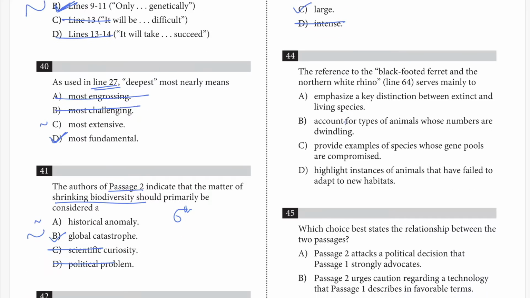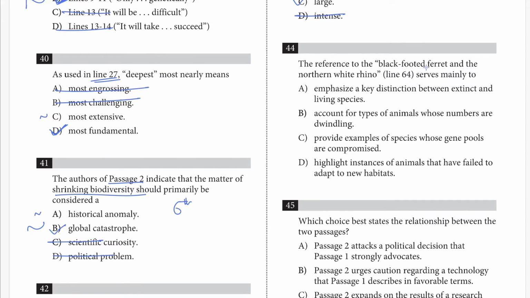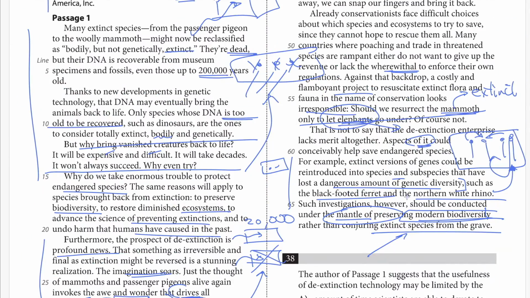Okay, so now let's move on to 44. The reference to black-footed ferret and the northern white rhino in line 64 serves mainly to, let's look at this. 64 is right over here.